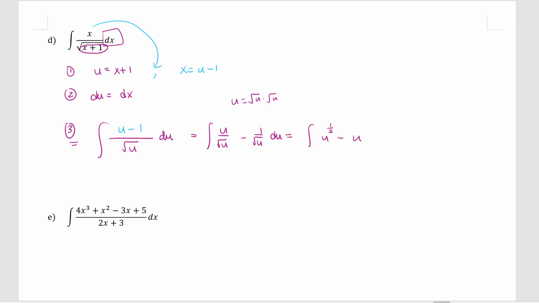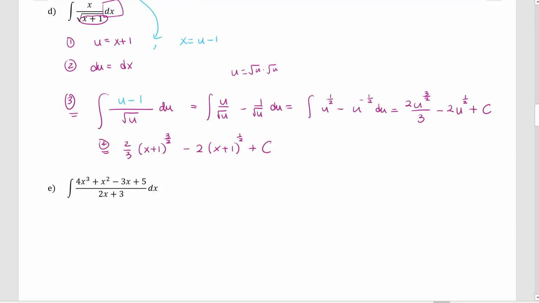Okay, and then 1 over square root of u is like u to the minus 1/2. Okay, integrate. Add 1 to the exponent, so u to the 1/2 divided by 1/2 is like multiplied by 2. Finally, plug our x back. U is x plus 1. Okay, so this is our final answer. So far, so good, everybody?